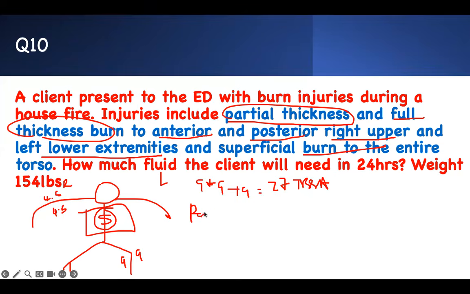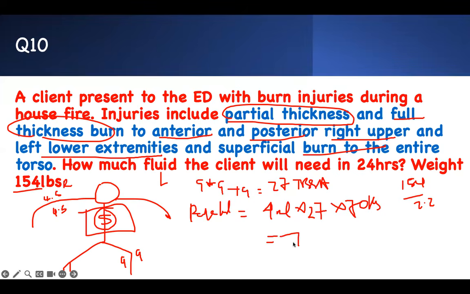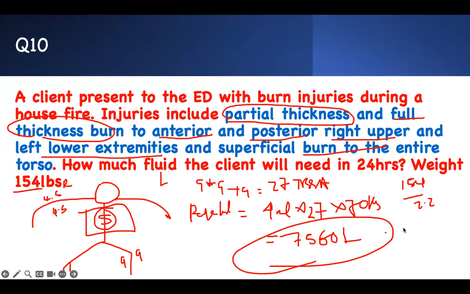From the rule of 9, Parkland formula is what? 4 ml times total body surface area, which is 27, times their weight. Their weight has to be in kilos. So 154 divided by 2.2, this is 70. So 70 kilos. So when you multiply all this, you get 7,560. This is the total fluid required in 24 hours.